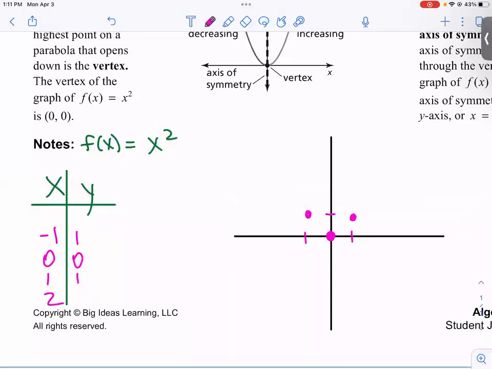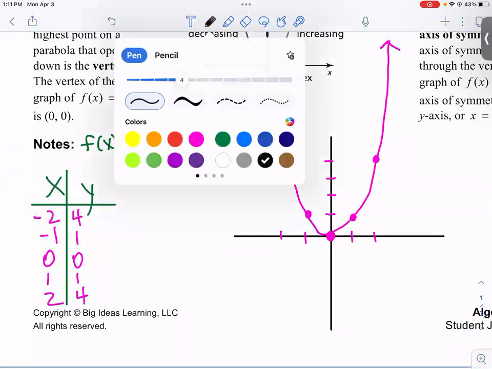What about when I plug in 2? And -2 is also 4. It goes on forever.